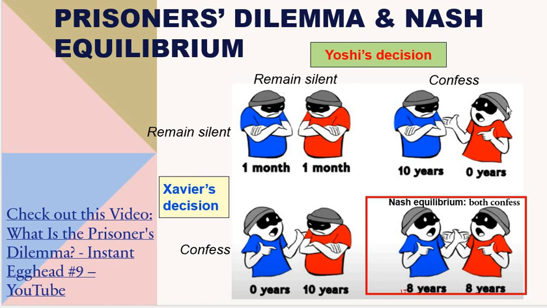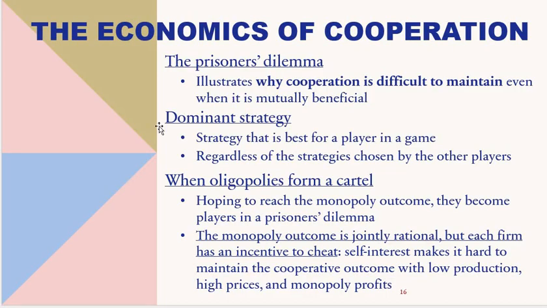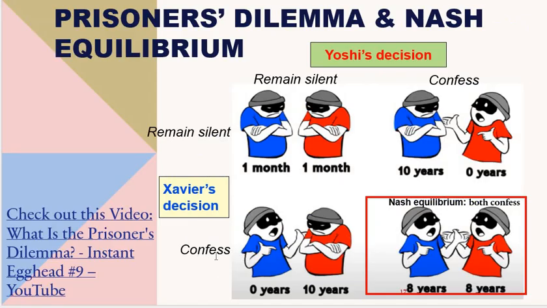Why don't they cooperate and both remain silent, so they would get better outcomes? Now we're going to use the concept we learned from this slide, the dominant strategy. Confessing is actually the dominant strategy for both Xavier and Yoshi. When they both choose to confess, they unfortunately land at this least desired outcome. Each gets 8 years.